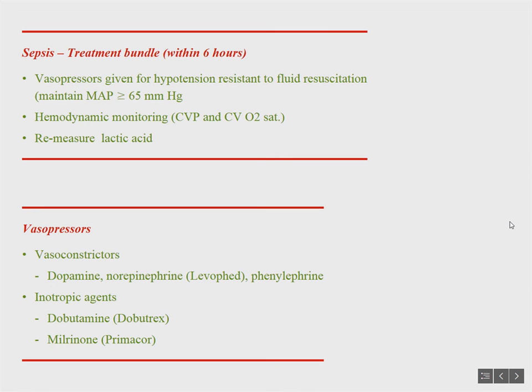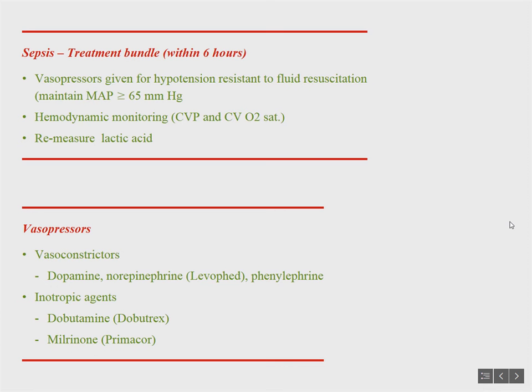So if you give that fluid bolus that we talked about on the previous slide and your patient still continues to be hypotensive, that's when they will introduce vasopressors, okay? Things like Levophed, phenylephrine, dopamine, those kinds of things. They will start to give vasopressors to try to increase the blood pressure, okay? Cause some vasoconstriction of those blood vessels. Our goal with the vasopressors is to maintain the mean arterial pressure greater than 65, okay?